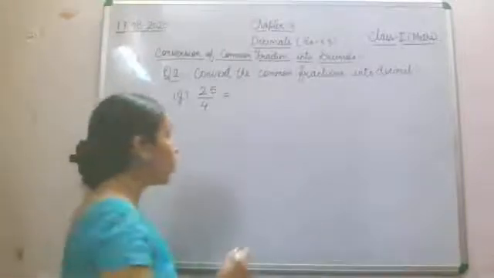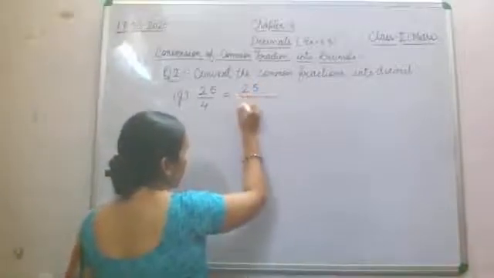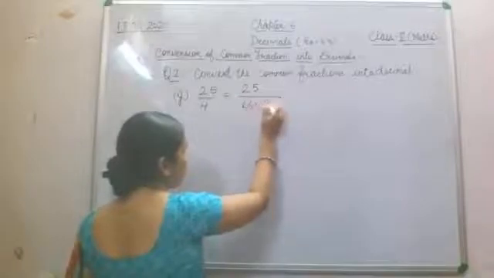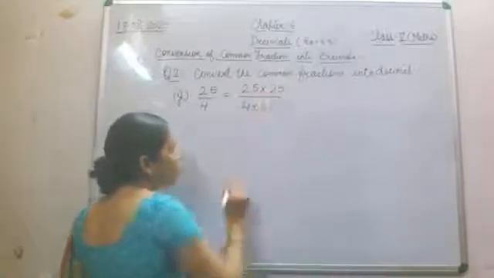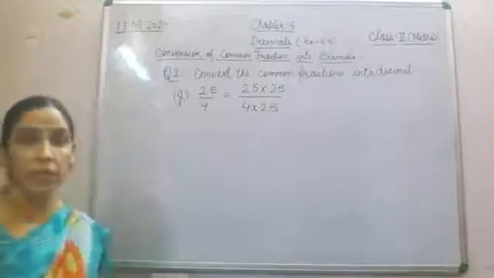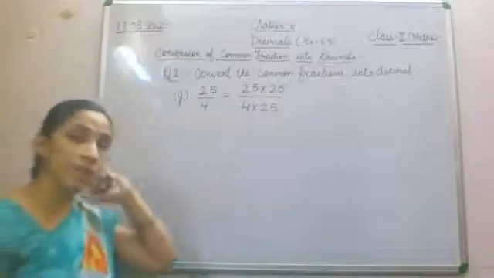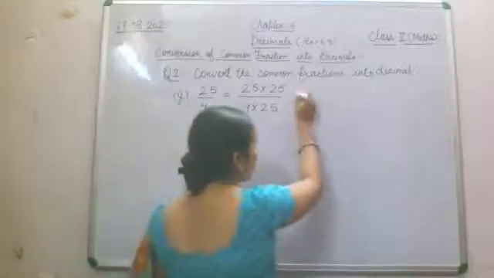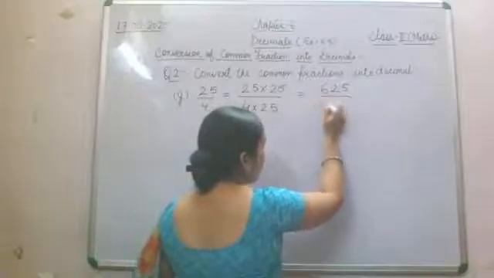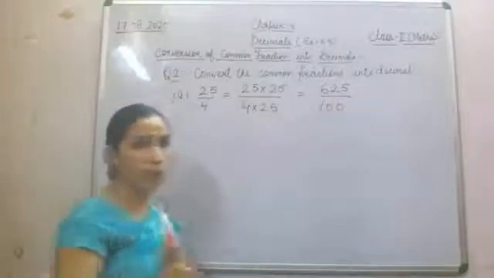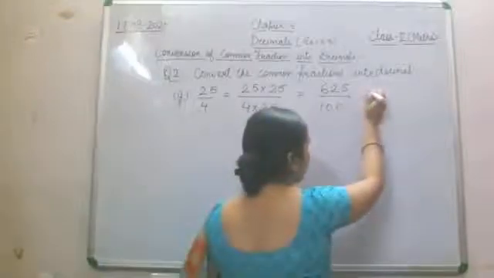Yes, 4 25s, that will be your 100. 4 multiplied by 25 will be 100, and in the numerator also we are going to multiply by 25. Now do the multiplication: 25 25s are 625. 625 divided by 100. Now from the back you are going to count 1, 2 and we'll put the decimal here.